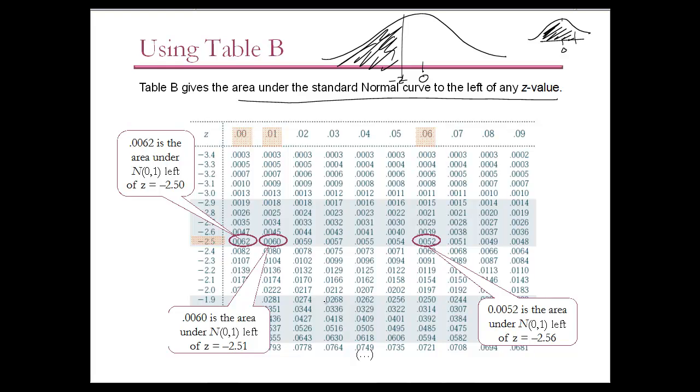Well, what we do is we talk about the z-score, and this is the number of standard deviations that your observation is above or below the mean. In this case, because it's negative, it's below the mean. So if we looked up a z-score of negative 2.50, I would go down to negative 2.5 and we'd go 0 over, notice the 0 here, and that would tell me that 0.0062 is the area to the left of 2.5 standard deviations below the mean.